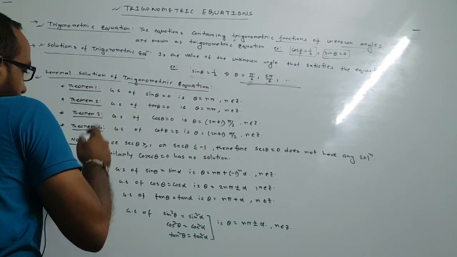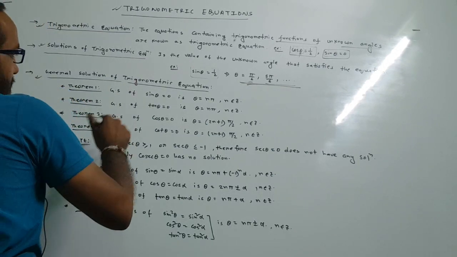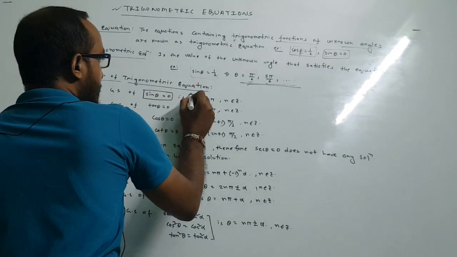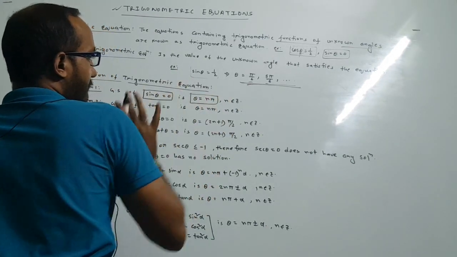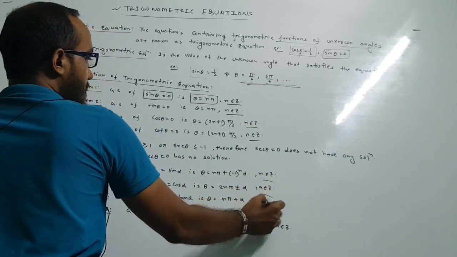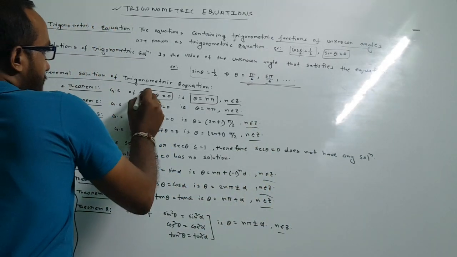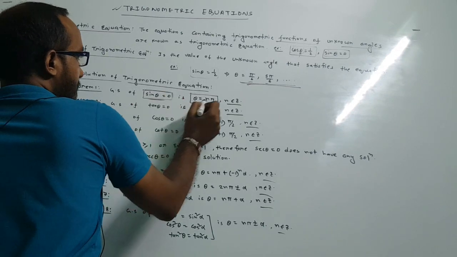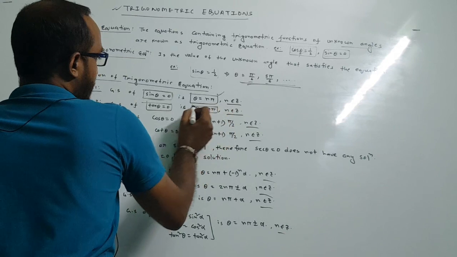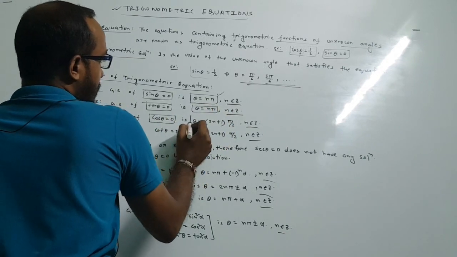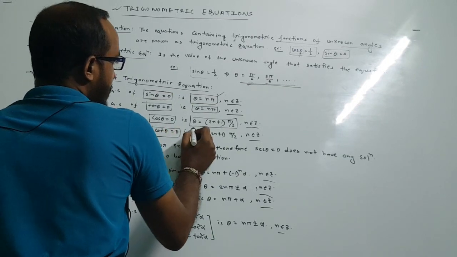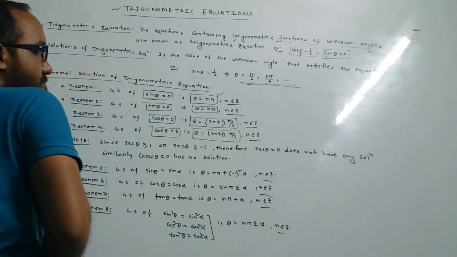See, there are 8 theorems related to the general solution. If sin theta equals 0, then theta always would be n pi. Remember, n always belongs to the integers Z. If tan theta equals 0, theta would be n pi. If cos theta equals 0, theta would be (2n plus 1) into pi by 2. If cot theta equals 0, theta is the same, (2n plus 1) into pi by 2.